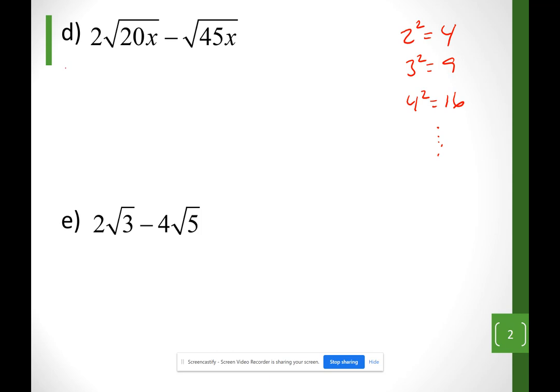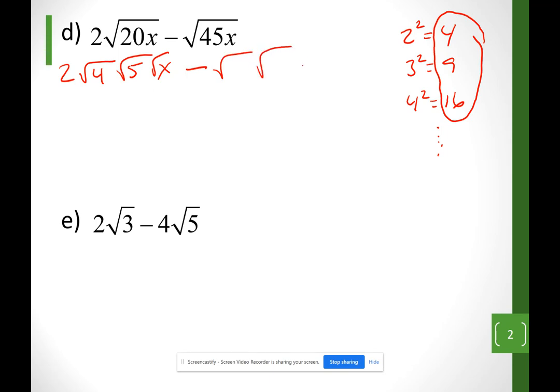Now, this one, I'm going to break this. My 2 on the outside, square root of 20. Remember, I'm going to think of 2 numbers that multiplied equals 20. One of my numbers has to be from the list on the right. I'm going to think of 4 times 5. And then my square root of x. Minus. Now, square root of 45. I'm going to leave my x alone.